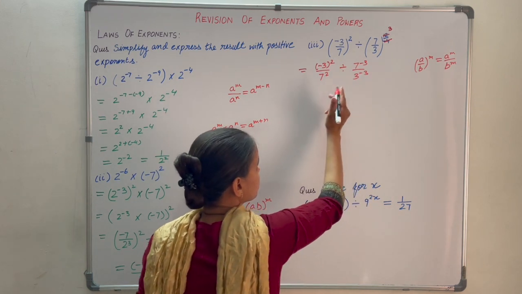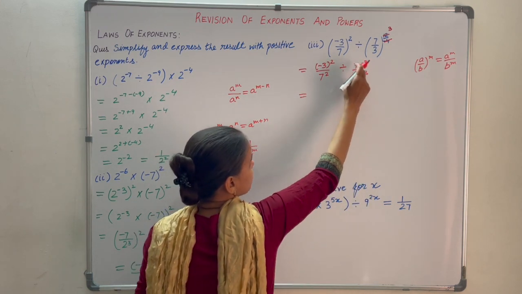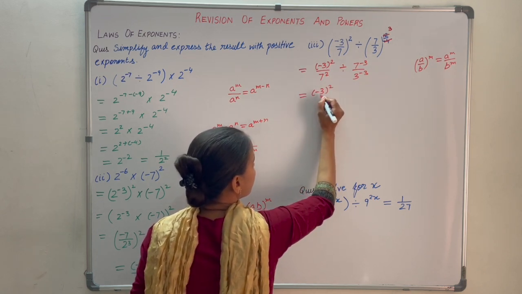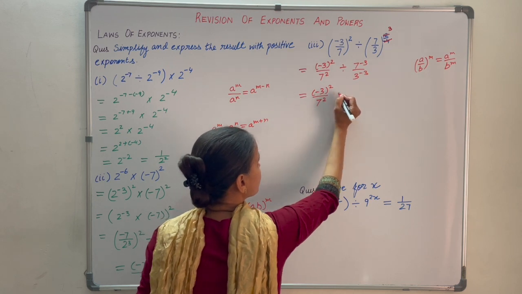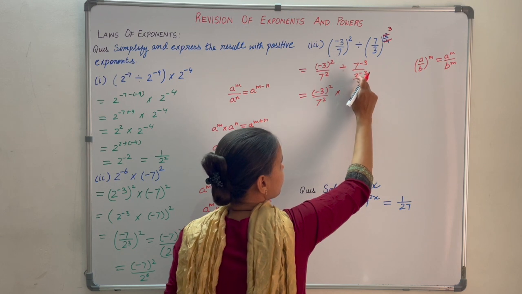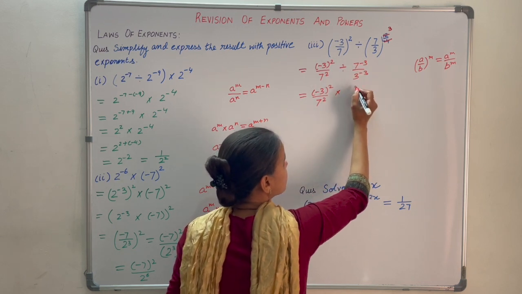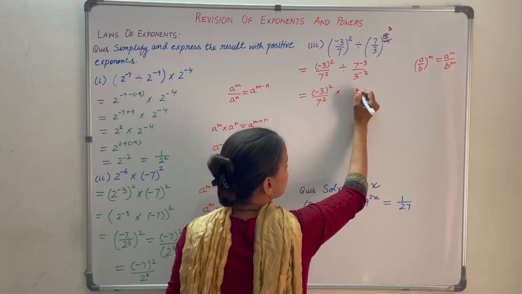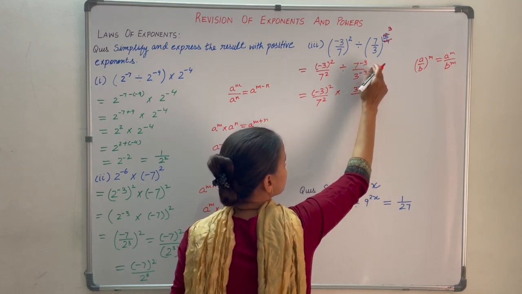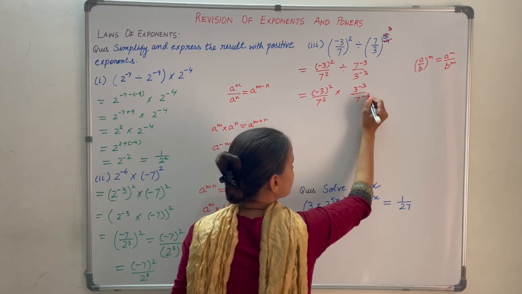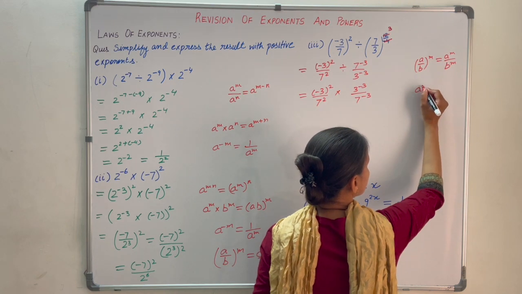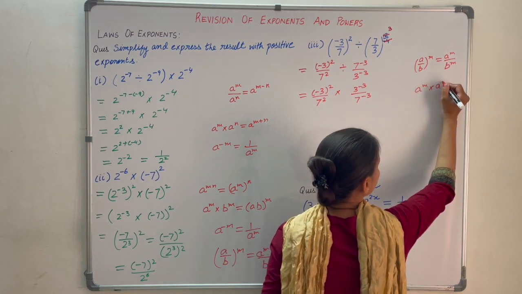Now I am going to change division to multiplication so that we can make the base the same. So this is (minus 3) whole square divided by 7 square into, when you change division to multiplication, you have to take the reciprocal of the second number. So we can rewrite this as 3 raised to the power minus 3, the denominator goes in the numerator and the numerator comes in the denominator, 7 raised to the power minus 3. Now the bases are the same. When the bases are the same, powers get added up.